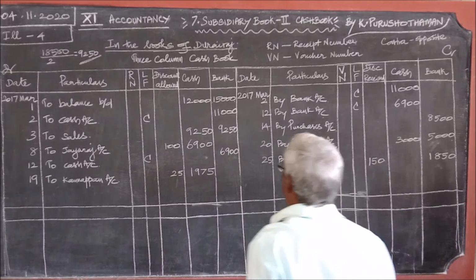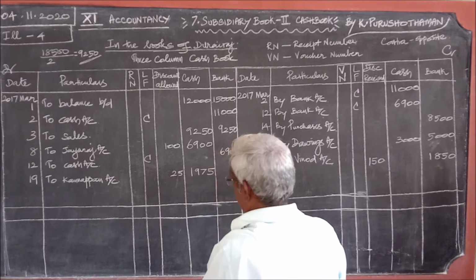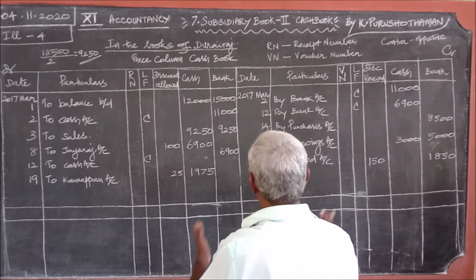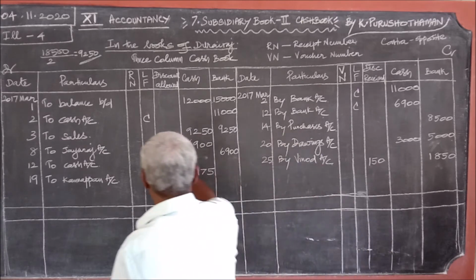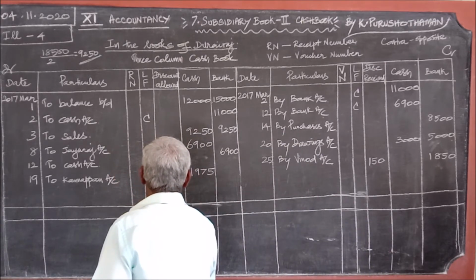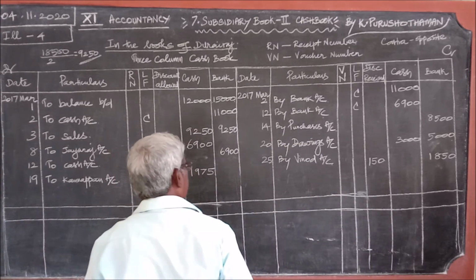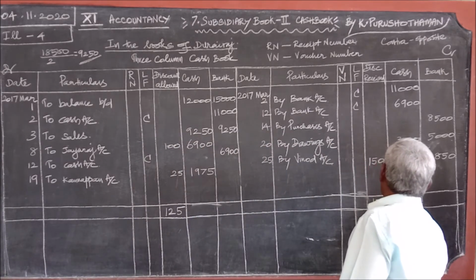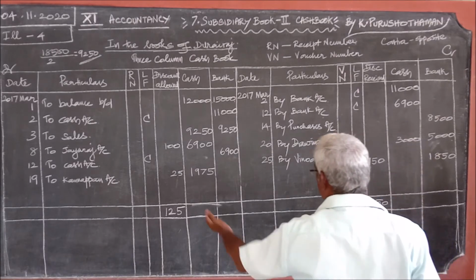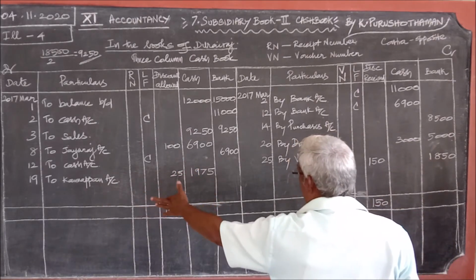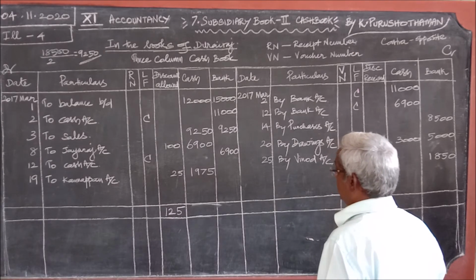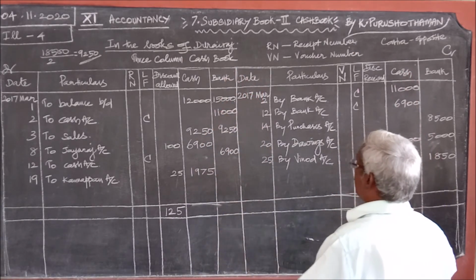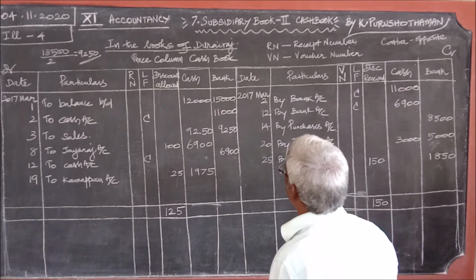Yes, we shall do the columns one by one. Regarding the discount column, no problem. You just find the total and write. No balancing there. Here the total is 125, here the total is 150. No balancing here. For discount, we should write the total as it is. Now we shall attend to them one by one.